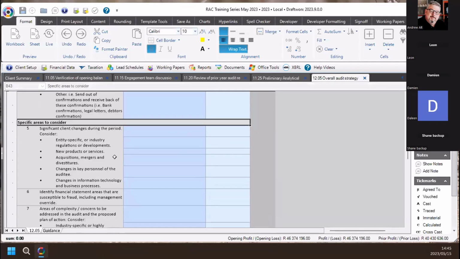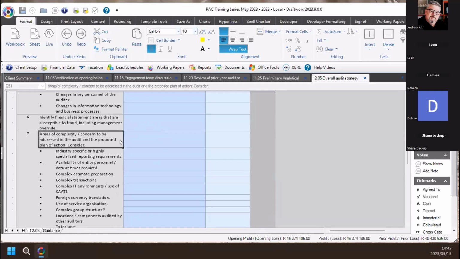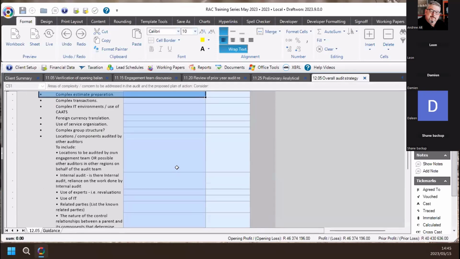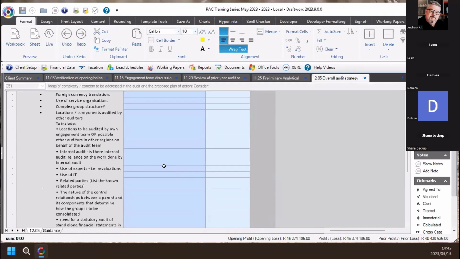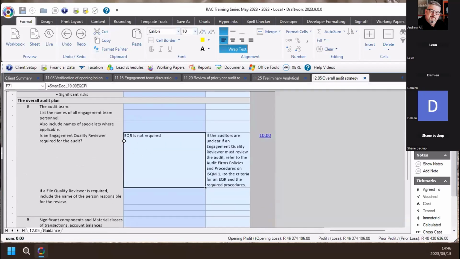Any areas of special concern, you can then go and document any considerations that you want to raise at this point. Any areas of complexity. This is intended to be just a little bit of a document for each team member to go through and get a big picture of what's happening in this engagement. We pull through some information like in section 10, which we looked at last week. We said that there was no EQR required, so that's pulled through.